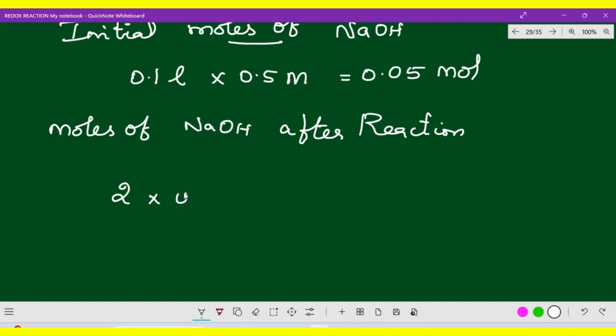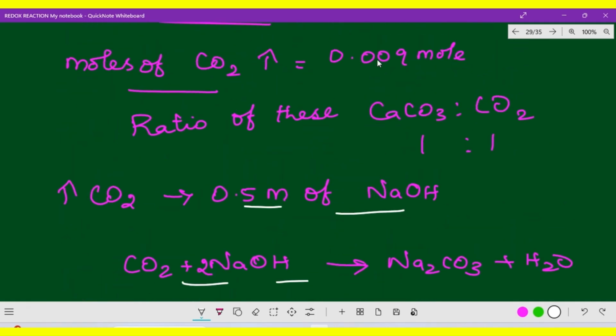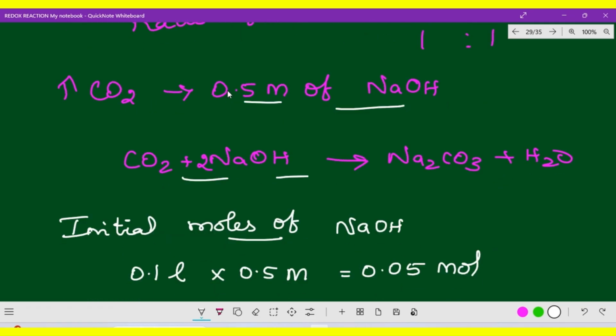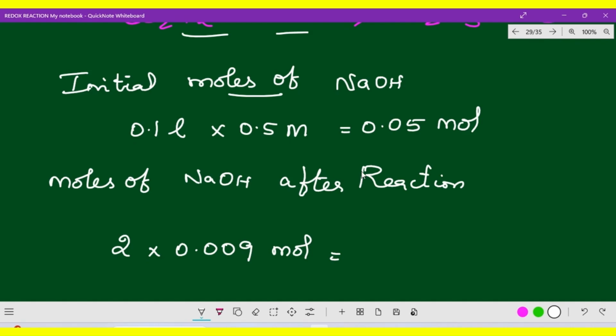Moles of carbon dioxide is 0.009 mole. So here we have moles of carbon dioxide and moles of sodium hydroxide. Here 2 moles of sodium hydroxide react with 0.009 moles of carbon dioxide, because it is consumed, that means it is absorbed, right? So you will be getting 0.018 mole. Got it now?